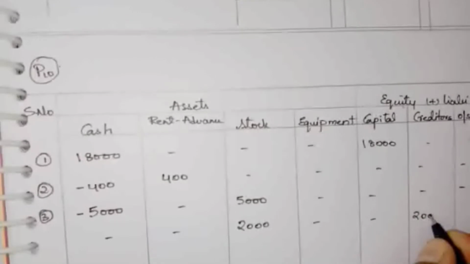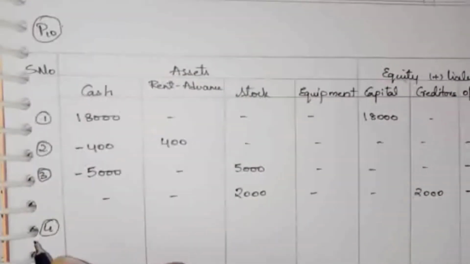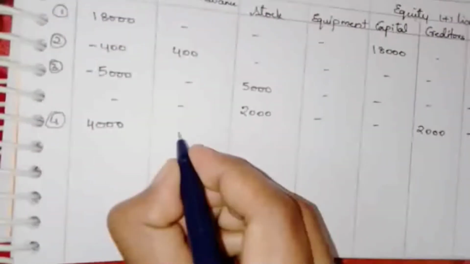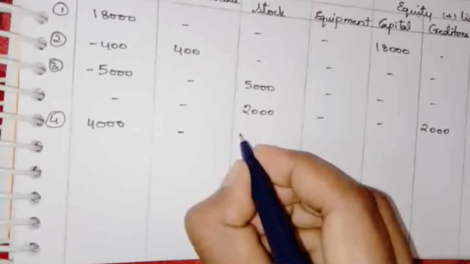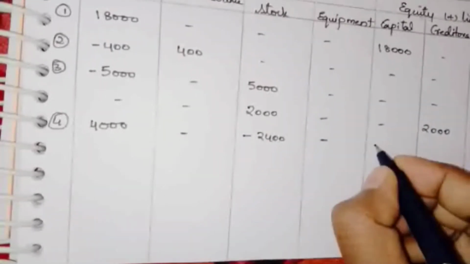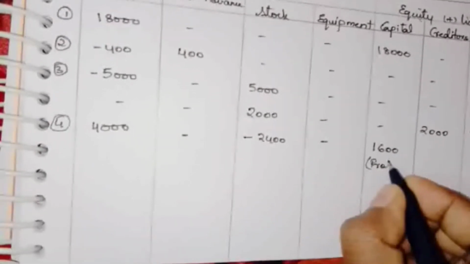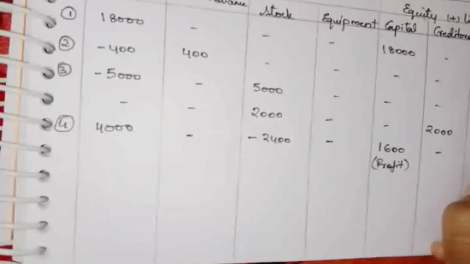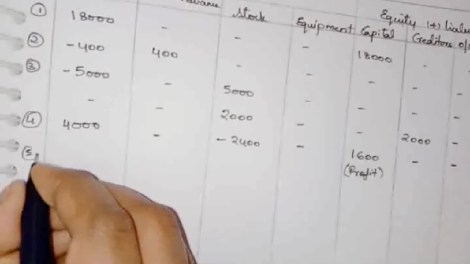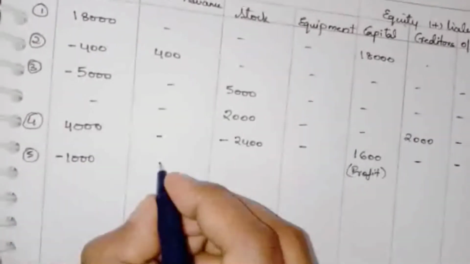And next is a credit purchase, that is 2,000. Stock is coming in and we need to pay the creditors in future, therefore it is a liability, add it to the creditors. And say sold goods for cash 4,000. So we received 4,000, but the cost is 2,400 only, therefore 1,600 is the profit to the business.